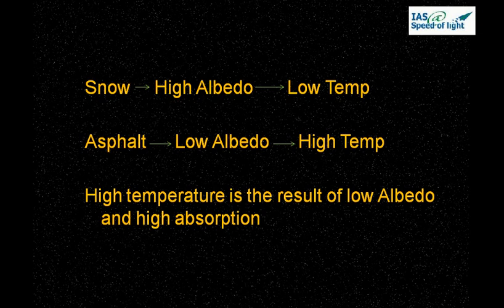So it becomes really important now to relate these facts. For example, snow which has high albedo would have low temperature. Similarly, a material like asphalt which has low albedo, that is low reflectance but high absorption, is going to have high temperature. So high temperature is a result of low albedo and high absorption. So it becomes a very important basis for us.